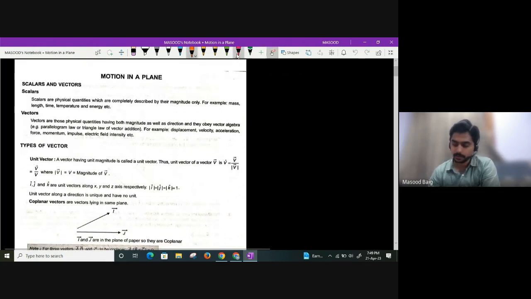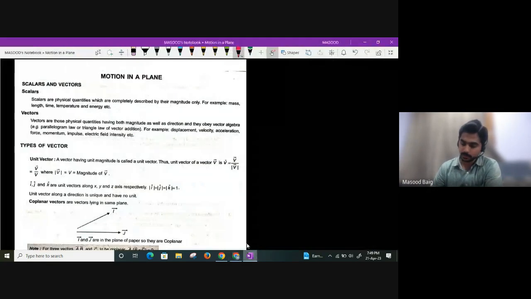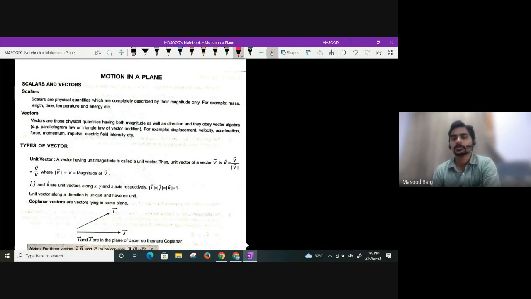Right. So in the last session or last two sessions, we were discussing the motion of an object in a straight line, either along the x-axis or along the y-axis. In today's session, we will be discussing how the motion will be in a plane.